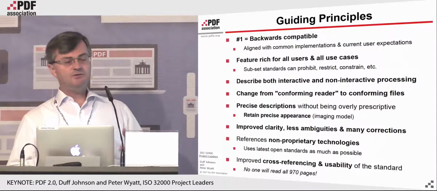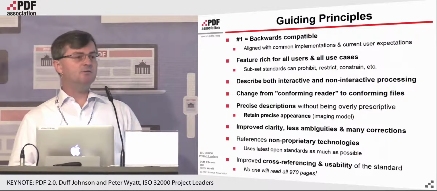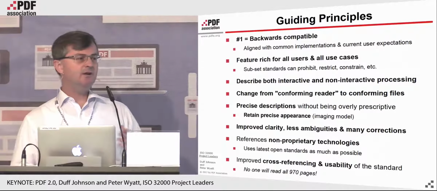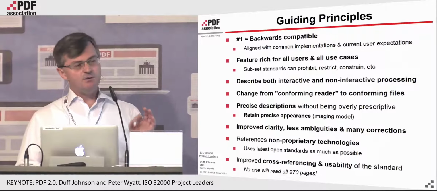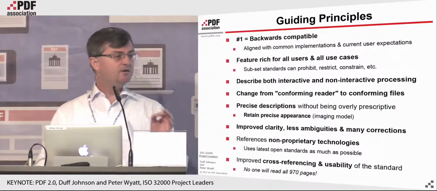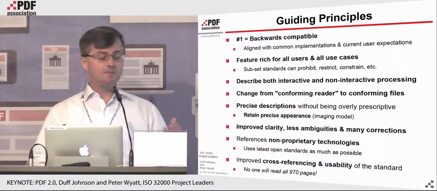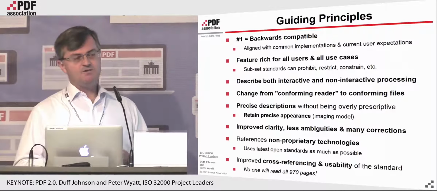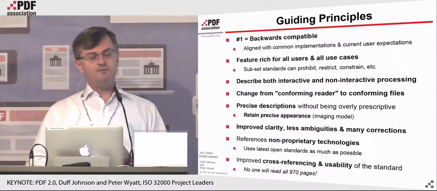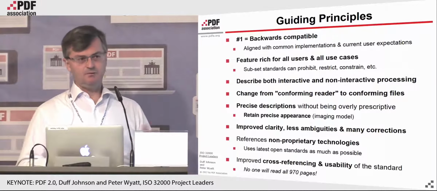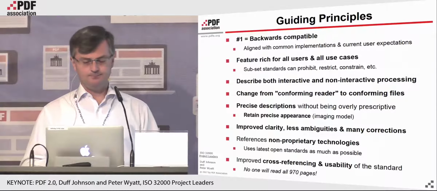So the spec also describes both interactive and non-interactive processing, and one of the key things we've done in the spec in the review process is make sure we're quite precise about whether we're talking about an interactive processor, a non-interactive processor such as a printer, or basically any processor. We've changed our wording away from a conforming reader to talk about conforming files. And I'll talk a bit more about this in a minute.